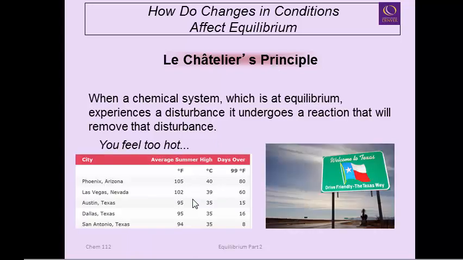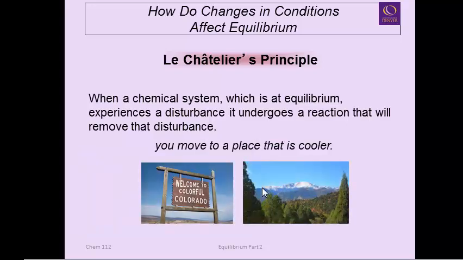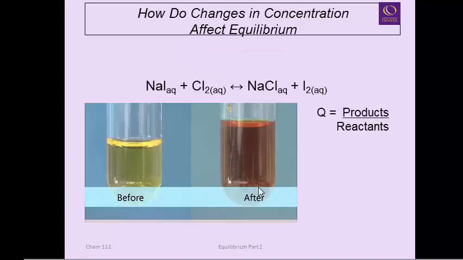Here's an example. You feel too hot. You've gone to Texas, and 3 cities here are experiencing some of the hottest days of the year. What would you do to relieve that pressure? Well, you'd move to a place that's cooler. All right, colorful Colorado. So let's think about that from a chemical standpoint.